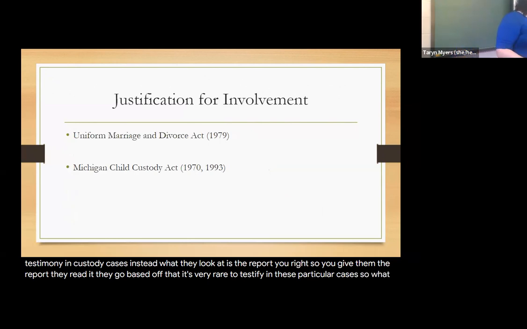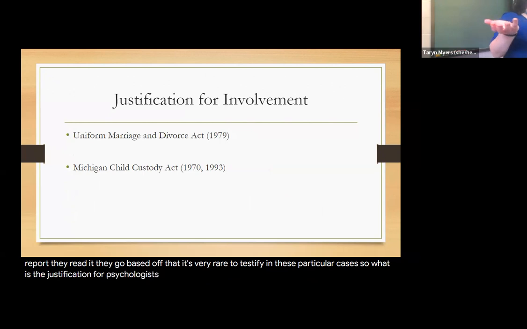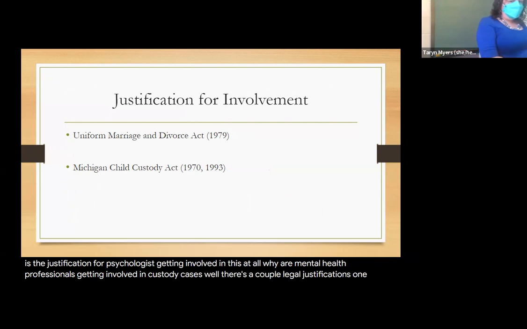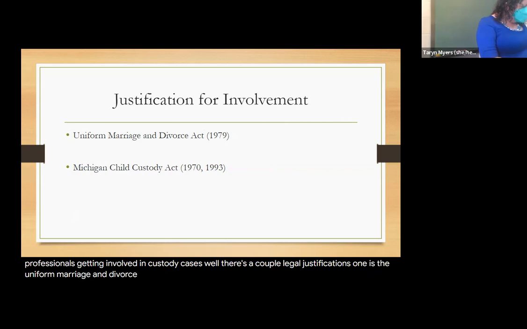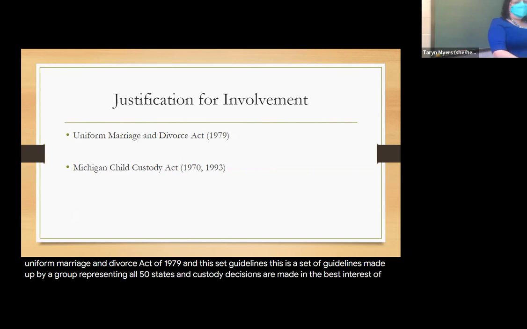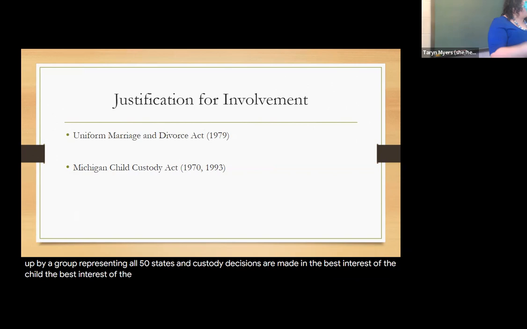So what is the justification for psychologists getting involved in this at all? Why are mental health professionals getting involved in custody cases? Well, there's a couple legal justifications. One is the Uniform Marriage and Divorce Act of 1979. And this is a set of guidelines made up by a group representing all 50 states. And custody decisions are made in the best interest of the child. The best interest of the child is the guiding principle.